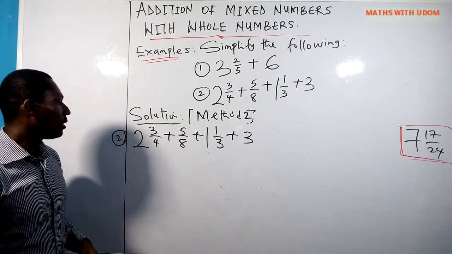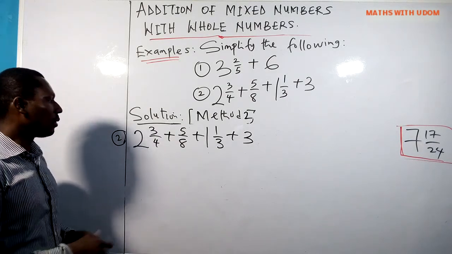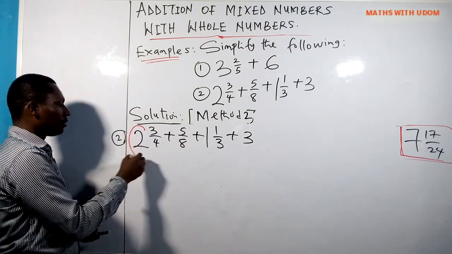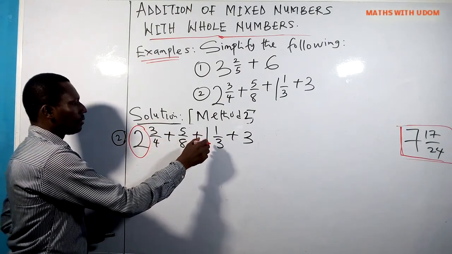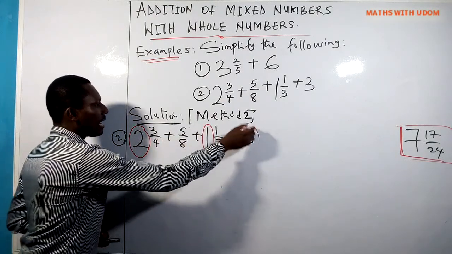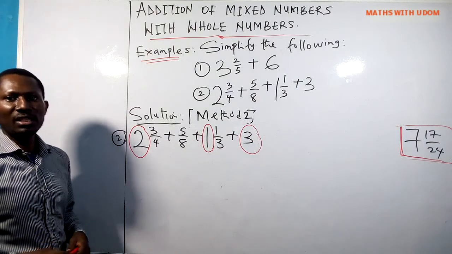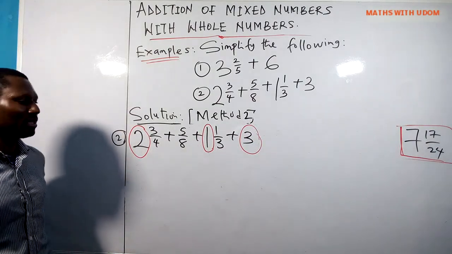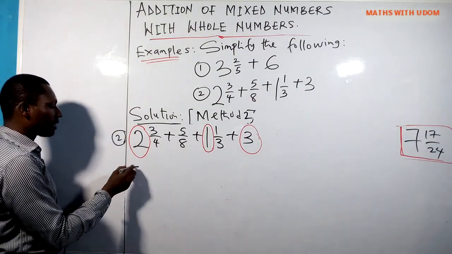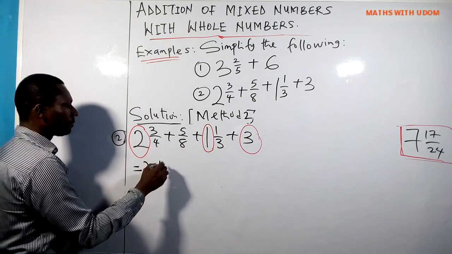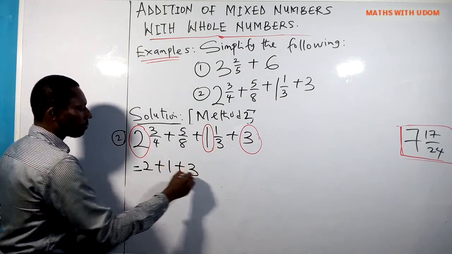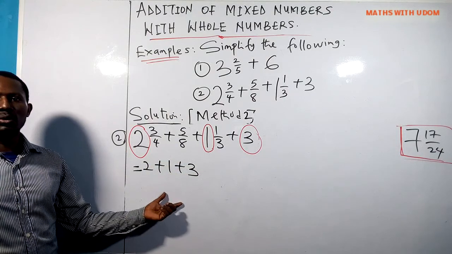Okay, so what are the whole numbers? The whole numbers are 2, 1, and 3. So these are the whole numbers. So we bring them together, and that will give us 2 plus 1 plus 3. So these are the whole numbers.